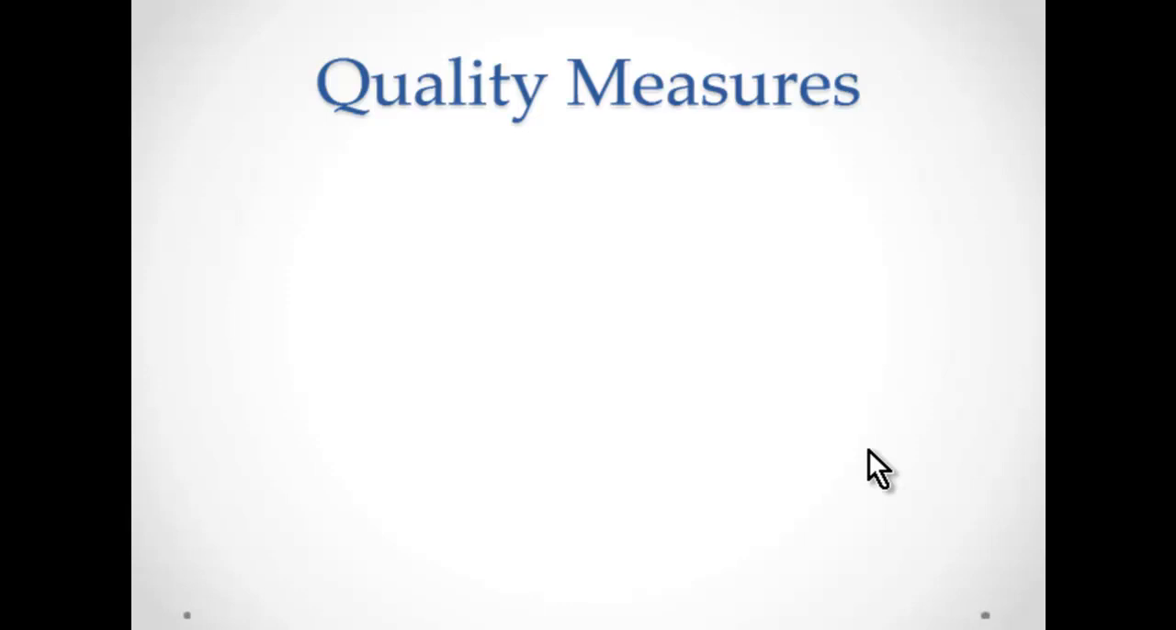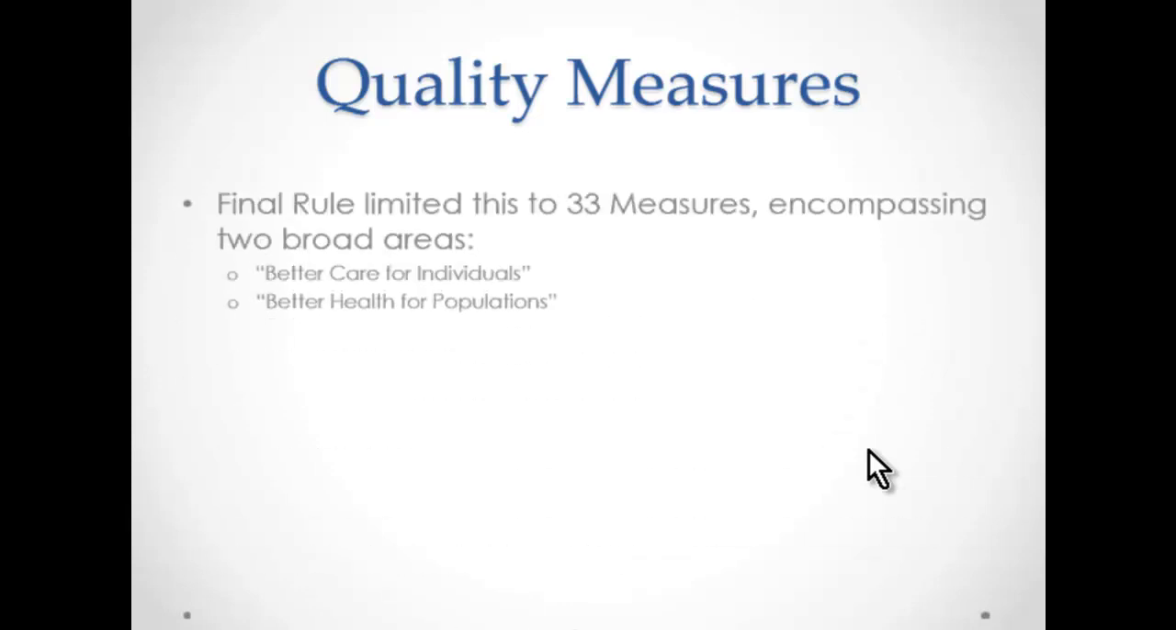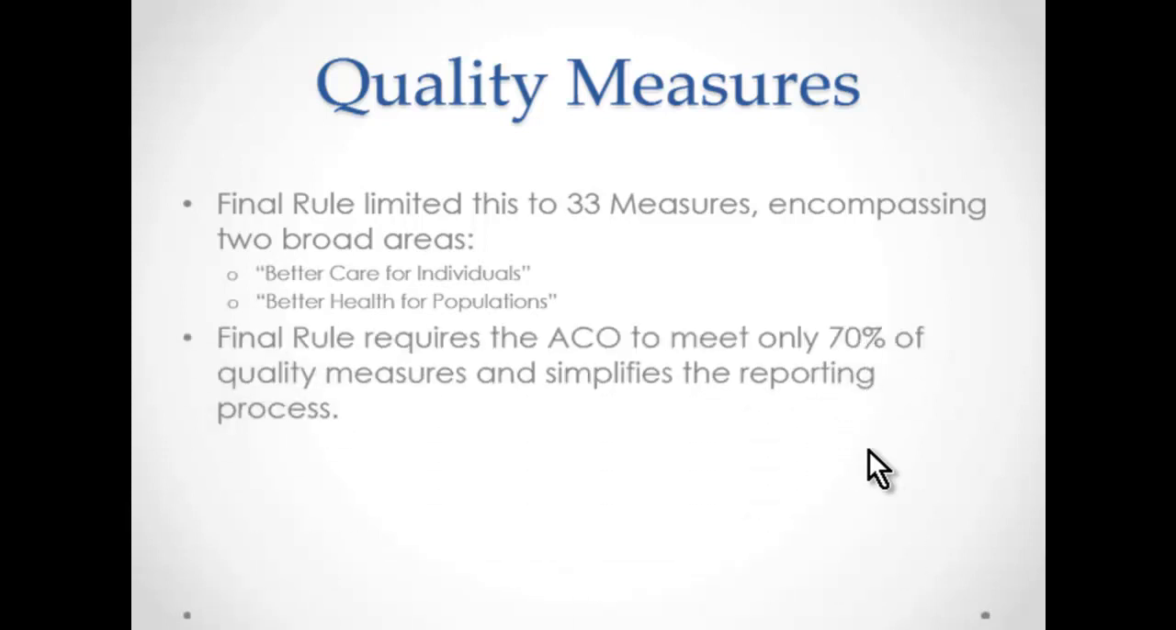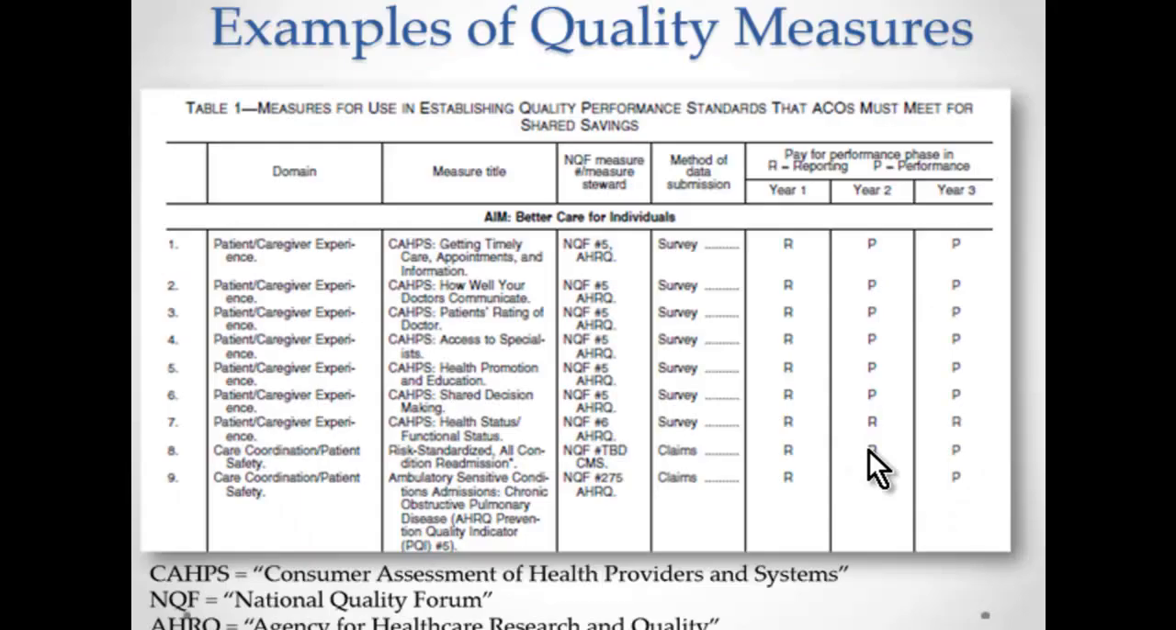So here's a bit more on the quality measures. 33 quality measures were established within two broad domains: better care for individuals and better health for populations. And as you can see, the final rule creates a pass-fail system for meeting 70% of the quality measures within each domain and simplifies the reporting process. Here are some examples of the quality measures related to patient experience and patient satisfaction. And you see questions like getting timely appointments, access to specialists, communication with patients, and rating the patient's doctor.